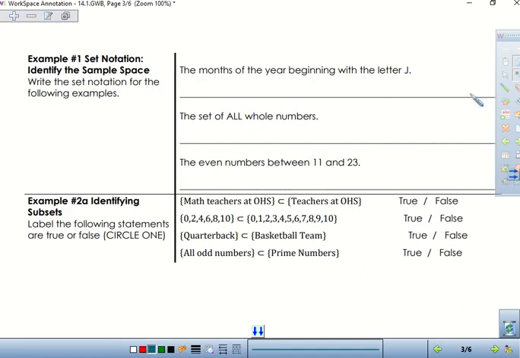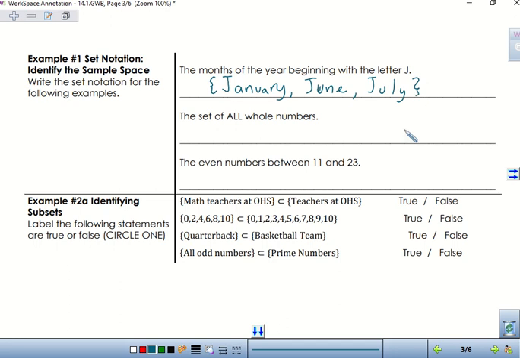Okay, so let's go ahead and start our practice with writing sets. The months of the year beginning with the letter J. What's a month that begins with the letter J? January. What else? June and July. So those would be all the elements of the set that would be months that begin with the letter J.